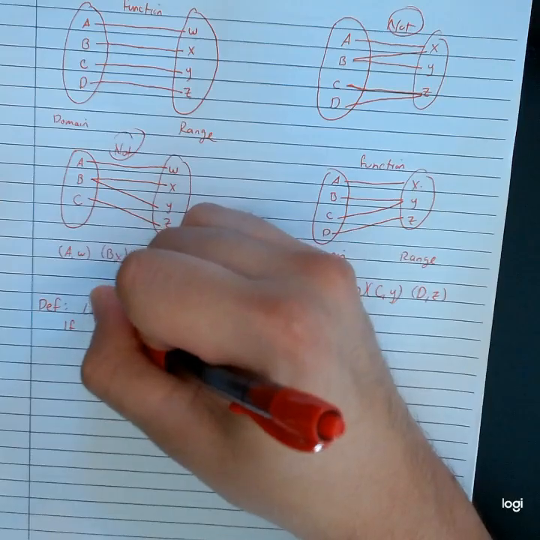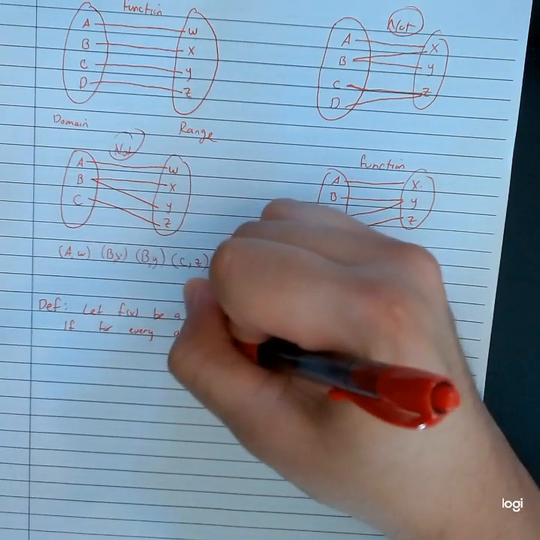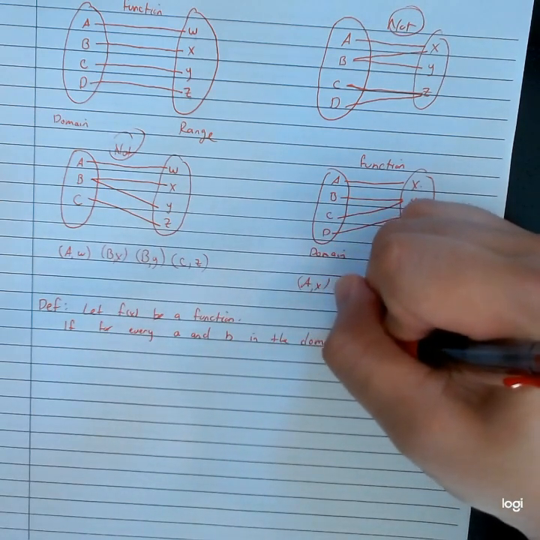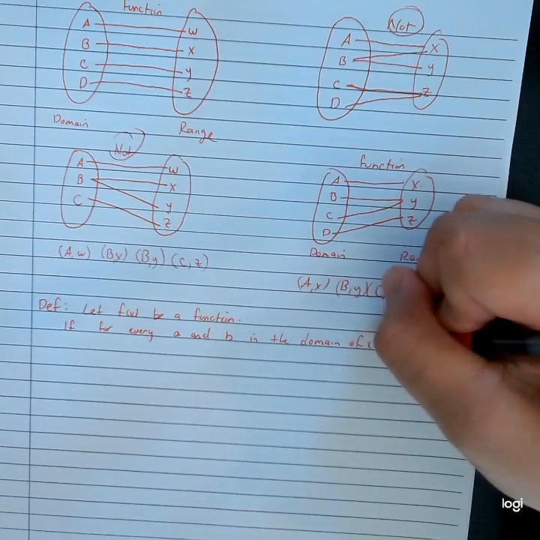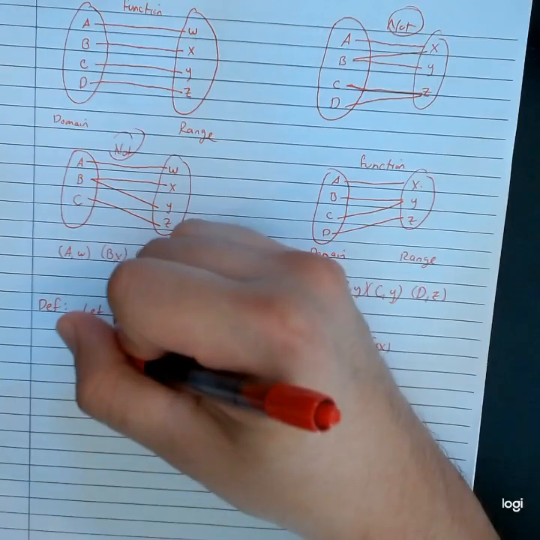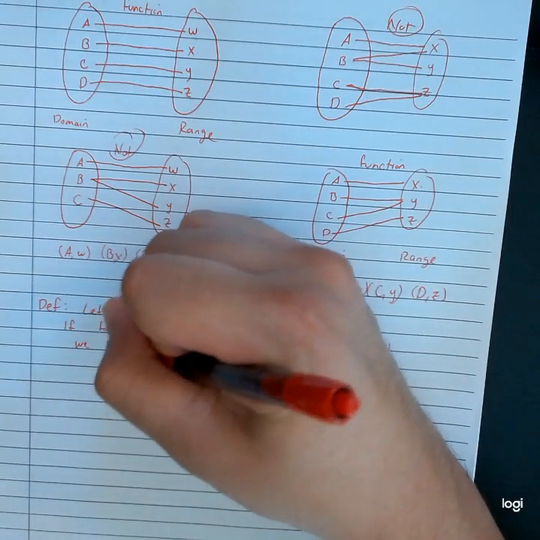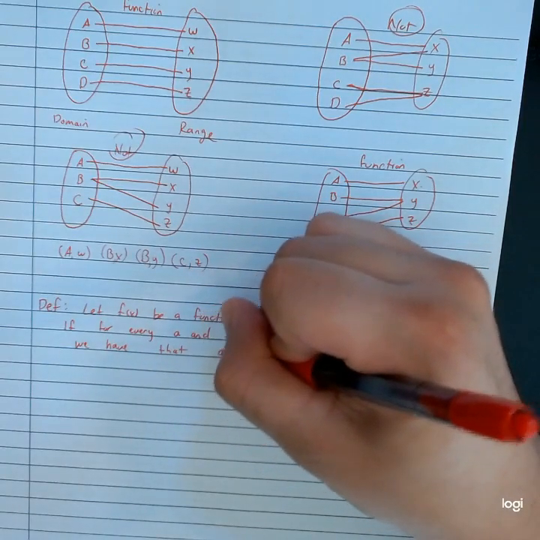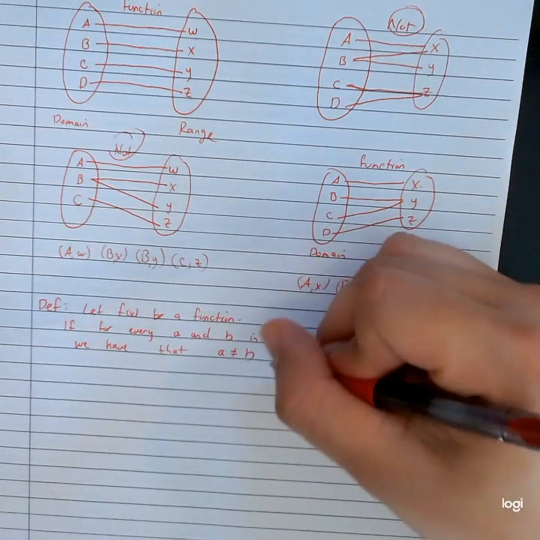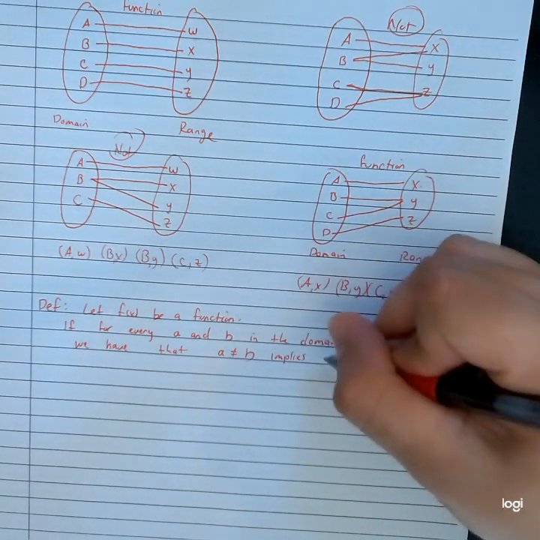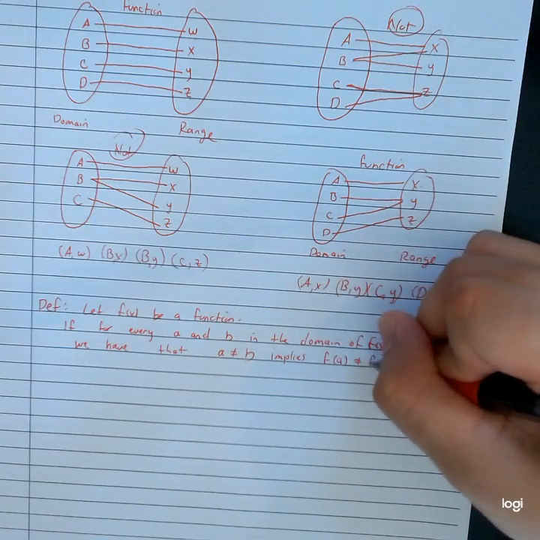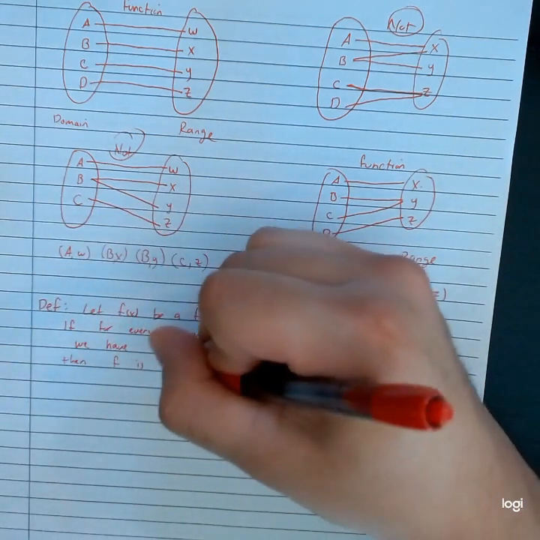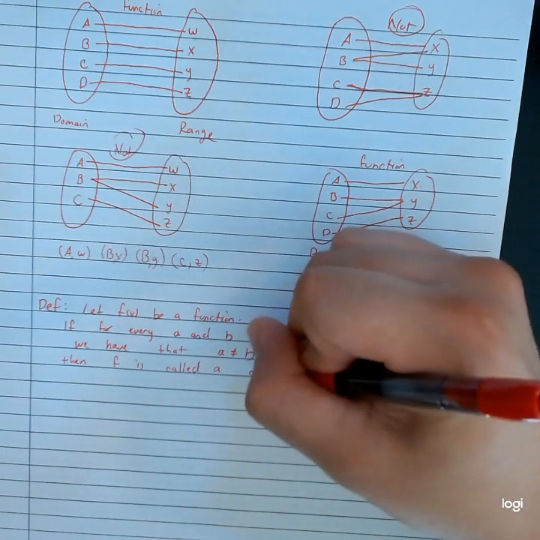if for every a and b in the domain of the function f, we have that a not equal to b implies f at a is not equal to f at b, then f is called a one-to-one function.